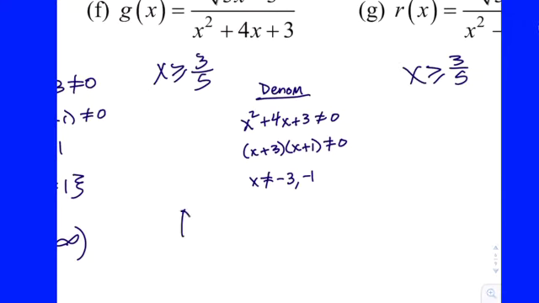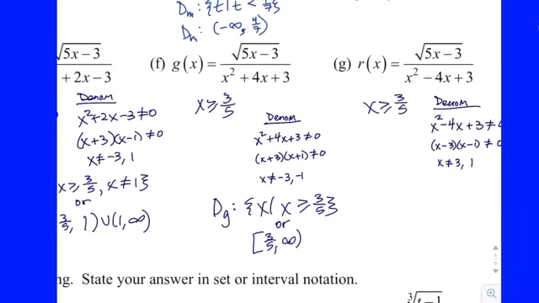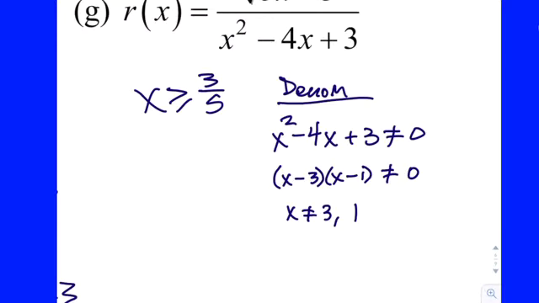So the domain of G is just going to be the set of all x such that x is greater than or equal to 3/5. Or, of course, if you like interval notation, bracket 3/5, comma, infinity. They're already both excluded. And then on the last one here, when you factor it, again, proper notation, not equal to 0, both lines, you get +3, +1. Are either one of those bigger than 3/5? Yeah, both of them, right?